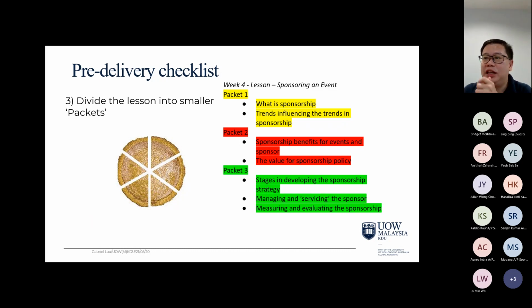So for example, if this lesson I'm doing is sponsoring an event, I used to teach events. So, lesson: sponsoring an event. So packet 1, packet 2, packet 3. In a normal physical environment, I will do this in maybe 1 hour or 2 hours of lecture. But now it is online. So what do I do? I break it down into packet 1, packet 2, packet 3, because the environment is different already. Okay, so packet 1 is this: what is sponsorship, trends influencing trends of sponsorship, and packet 2 is this, and packet 3 is that.